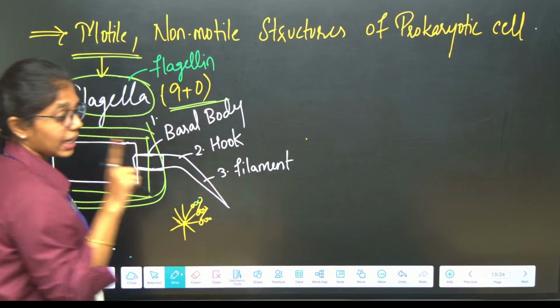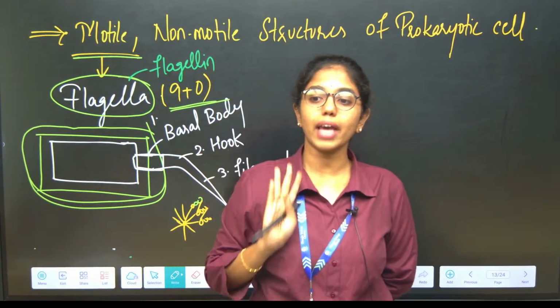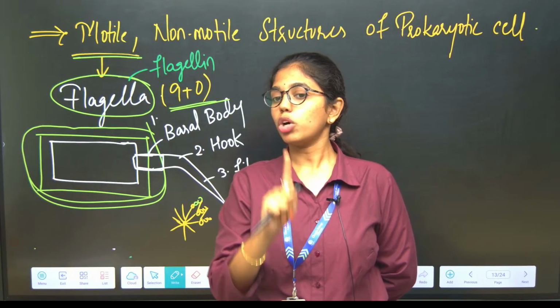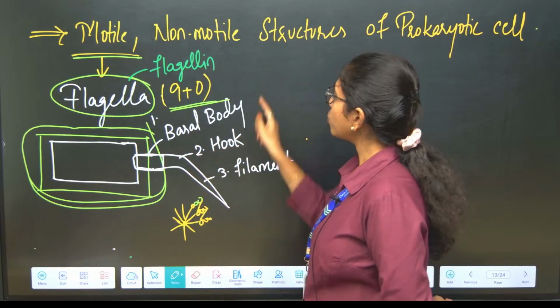Remember, cilia is present in protozoans. Protozoans are unicellular eukaryotes. Cilia is not present in the prokaryotic cell. The only motile structure is what? Flagella. Understood?